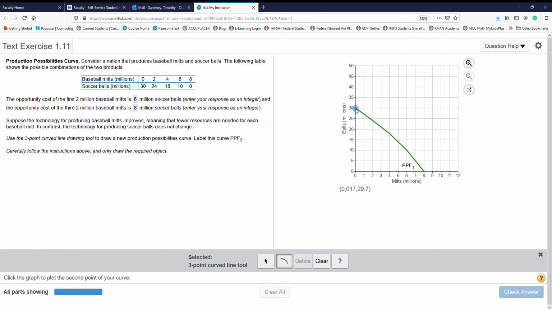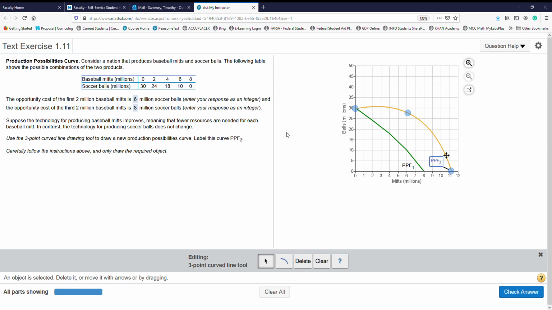But when I start taking away some resources from the soccer balls and applying those to baseball mitts, then I'm going to produce more than I did before. And again, it doesn't tell you how much more, right? It just says that fewer resources are needed for each baseball mitt. Okay. So I can produce more mitts than I used to. So anywhere out here, it's going to count it correct, right?